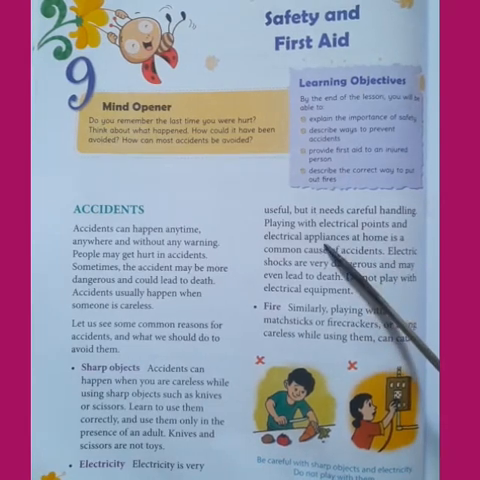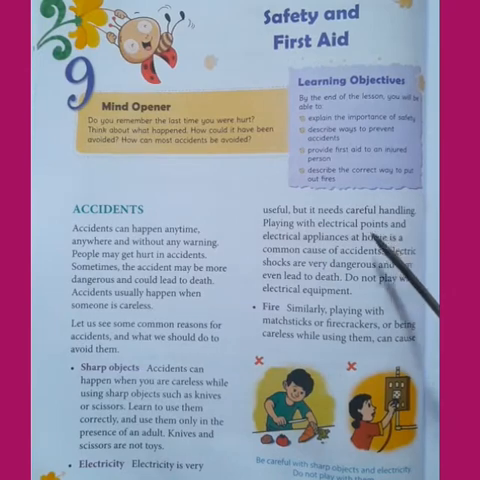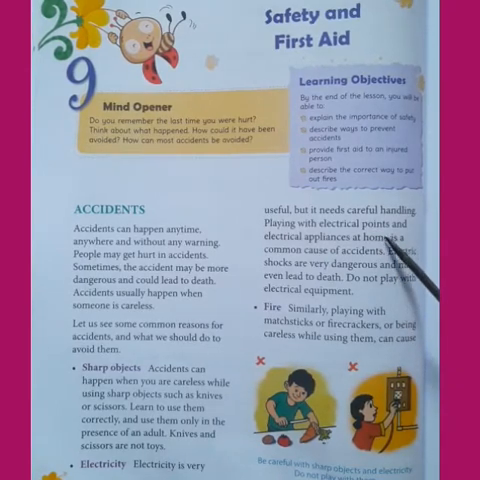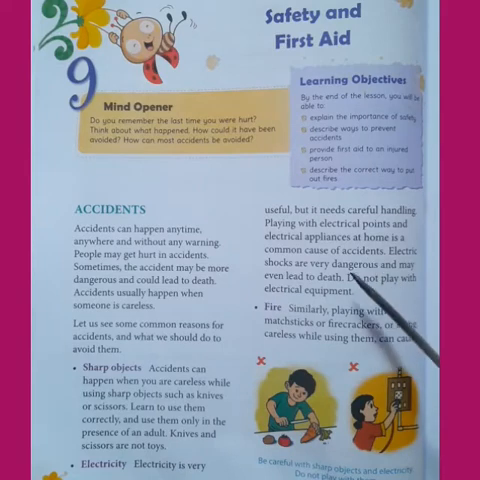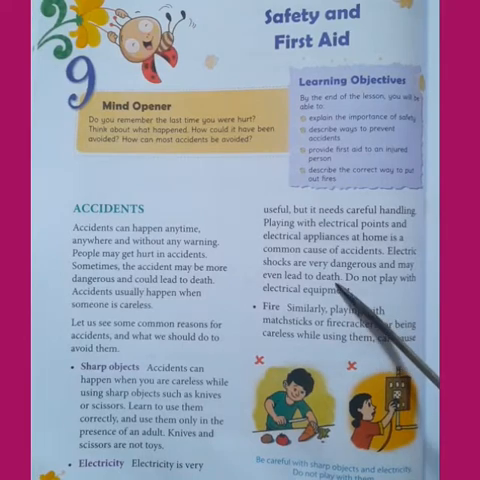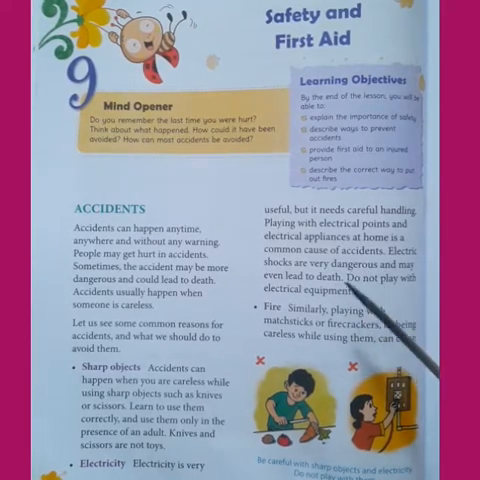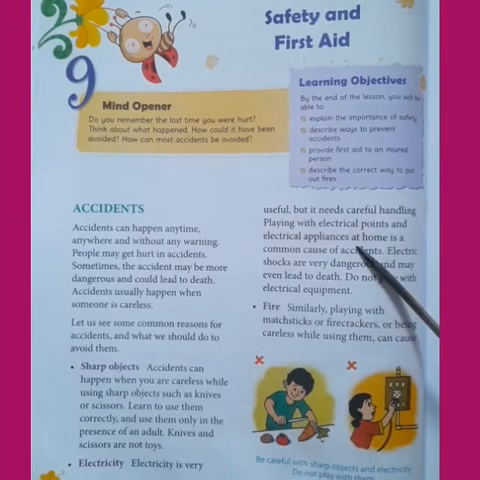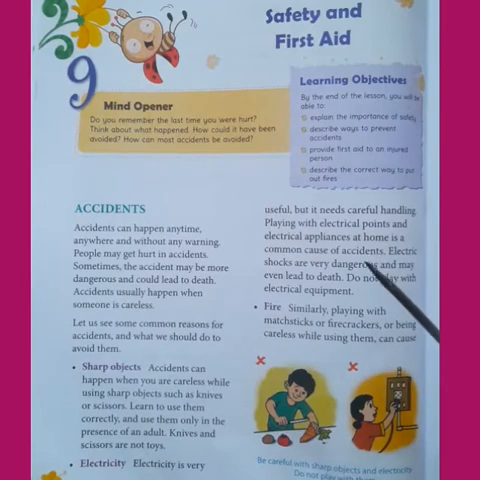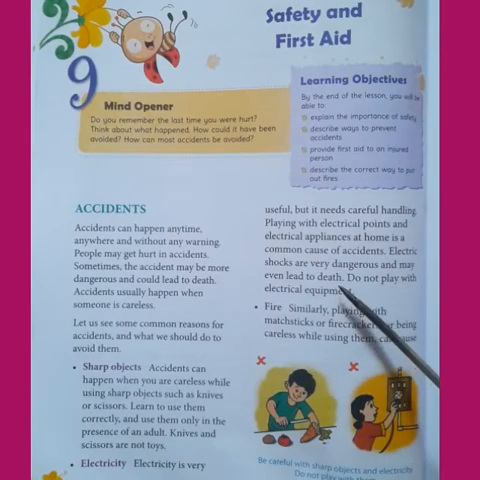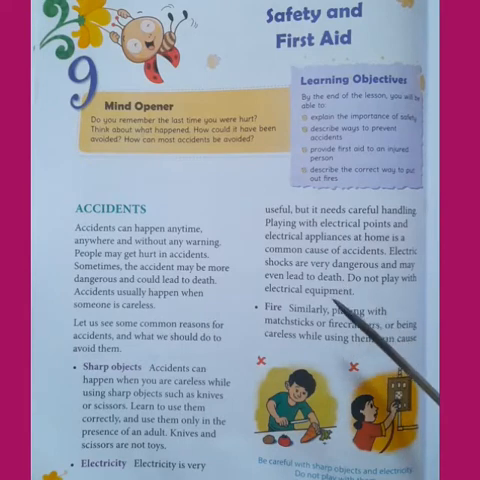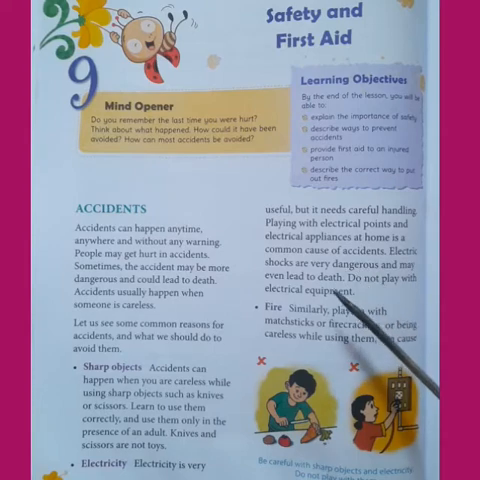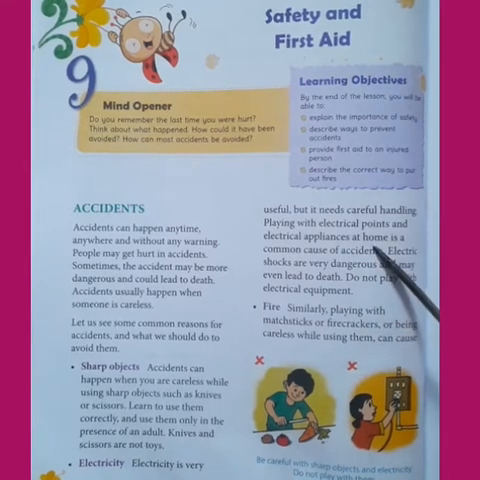Being children, we must not play with electrical points or plugs or electrical instruments. Electric shocks are very dangerous and may even lead to death. If we touch the plug or the electrical appliances with our wet hands, we may have electric shocks. So, always we must wipe our hands dry before using these electrical appliances or electrical points.